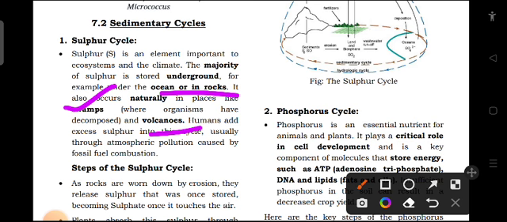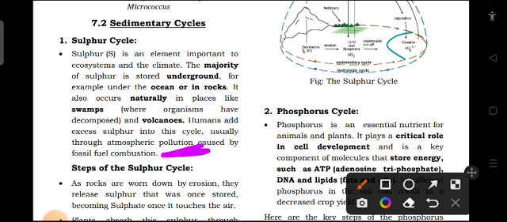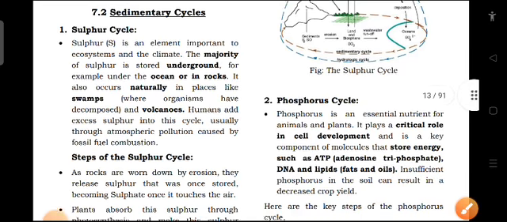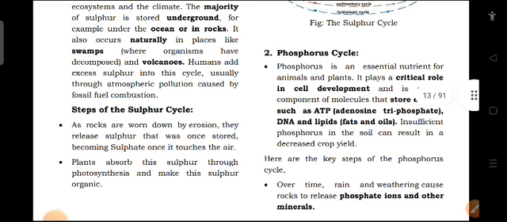So we can find sulfur underground, that is in ocean or rock, or else in swamp or in volcano. Humans add excess sulfur into this cycle usually through atmospheric pollution caused by fossil fuel combustion. For example, in vehicle pollution, we can find excess sulfur released into the air. Now, steps of sulfur cycle. So what are the steps?